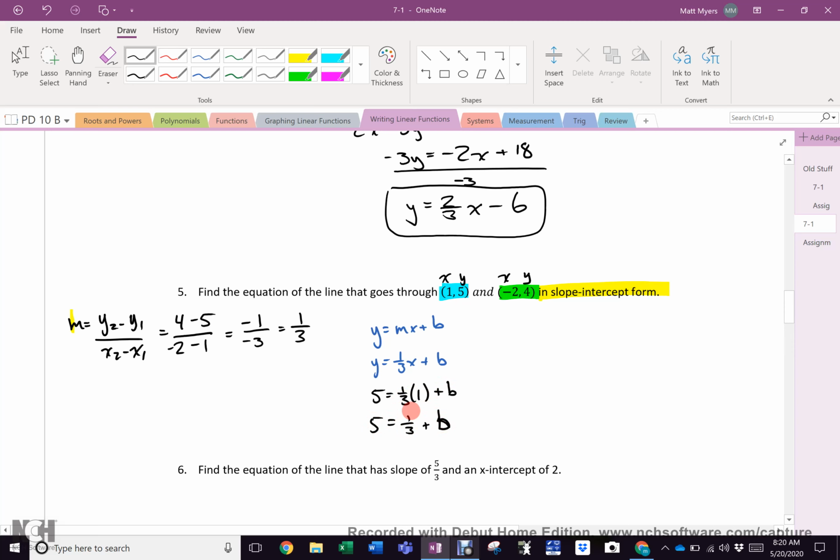I got to get b by itself, so I'm going to bring this over here. 5 minus 1/3 is 4 2/3. So that is what b is. So y equals 1/3 x plus 4 2/3.